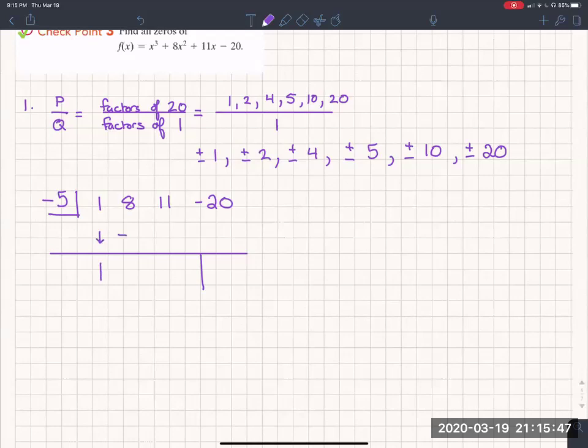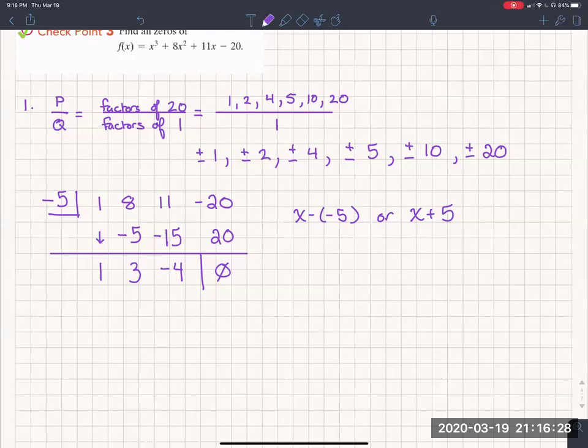1 times -5 is -5. 8 plus -5 is 3. 3 times -5 is -15. 11 plus -15 is -4. -4 times -5 is 20. So -20 plus 20 is 0. So that means -5 is an acceptable factor. So if -5 is a 0, that means x minus -5, or x plus 5, is a factor.